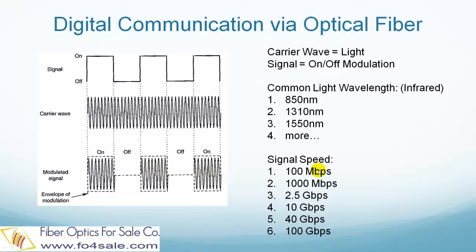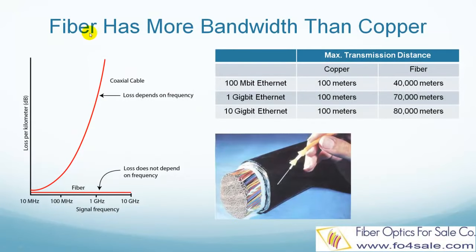The most common signal speeds include 100 megabit per second, 1 gigabit per second, 2.5 gigabit per second, 10 gigabit per second, 40 gig per second, and 100 gigabit per second. 100 gigabit per second is currently a state-of-the-art technology, and many fiber optic companies are working hard to commercialize it. Many people search on Google for the advantages of fiber over copper. Fiber's most important advantage is its almost unlimited bandwidth.